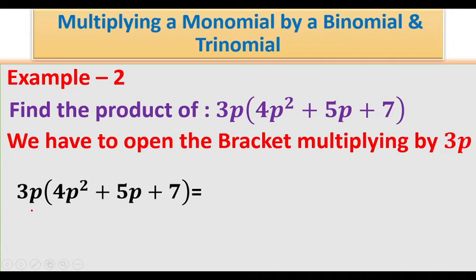Now here 4p squared will be multiplied by 3p. After that 5p will be multiplied by 3p, and 7 also will be multiplied by 3p. Then only the bracket will be open. So let's see how they are multiplied.